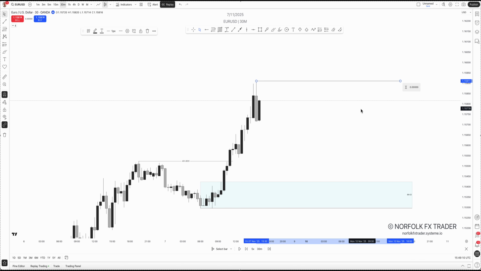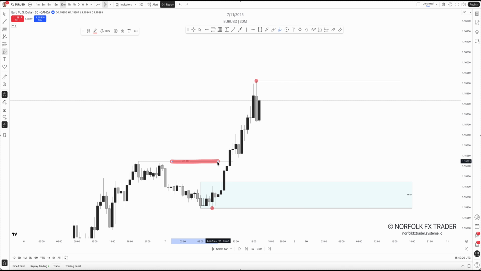So what we have here is a 30-minute range to the upside. That range is formed from this high to this low in the market. And we also have a 4-hour break of structure and a 30-minute break of structure. Everything starts to align for you once you start marking this out.